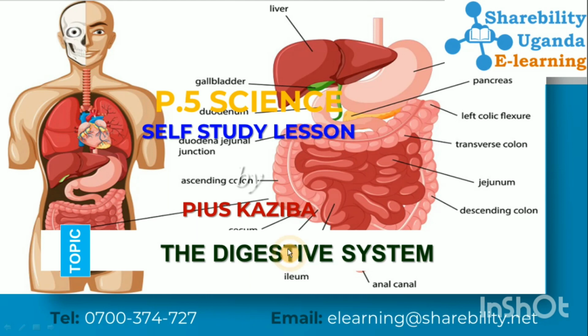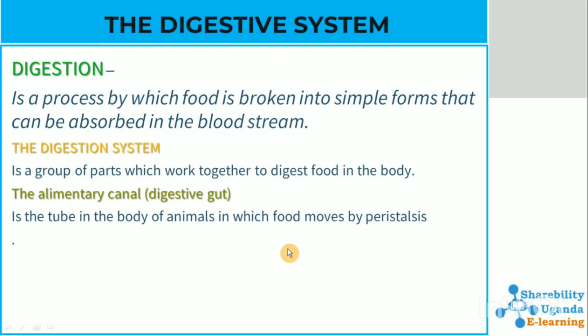In our self-study lesson today we shall be looking at the human digestive system, which refers to the process by which food is broken into simple forms that can be absorbed in the blood system. The digestion system is a group of parts which work together to digest food in the body.